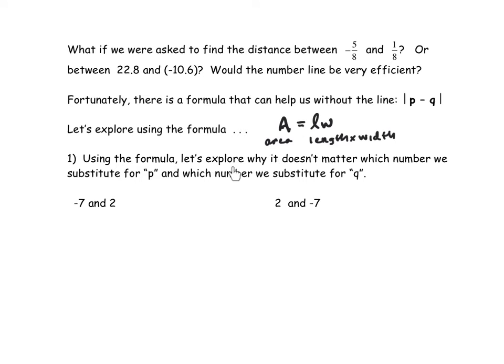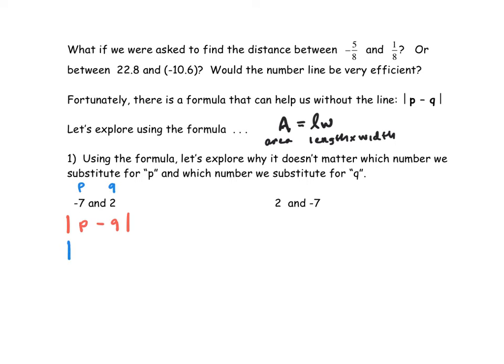Using the formula, let's explore why it doesn't matter which number we substitute for P and which number we substitute for Q. So I'm going to first write down this lovely looking formula. It starts with the absolute value bar of P minus Q. And just like we learned the other day when we're evaluating expressions, I'm going to go ahead and substitute -7 for P, and +2 for Q.